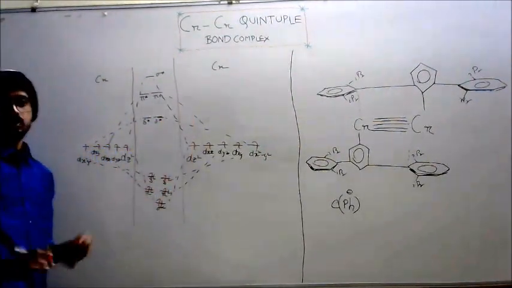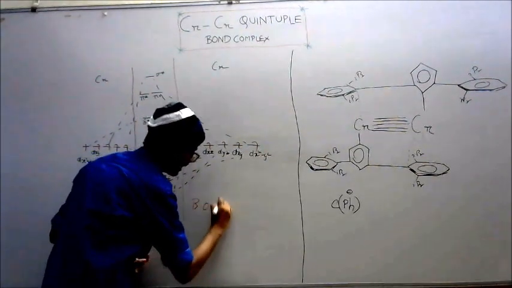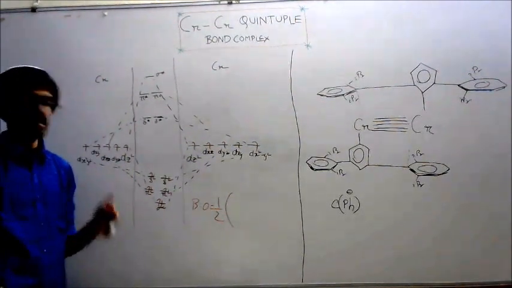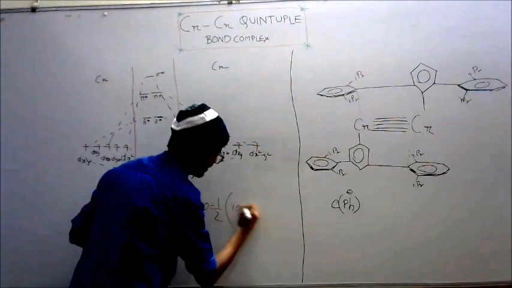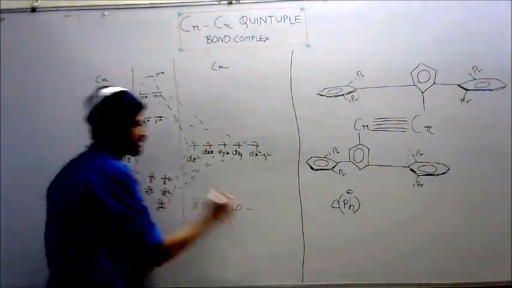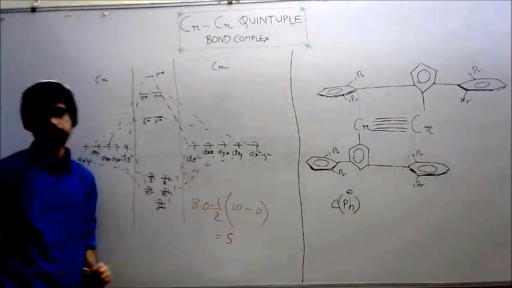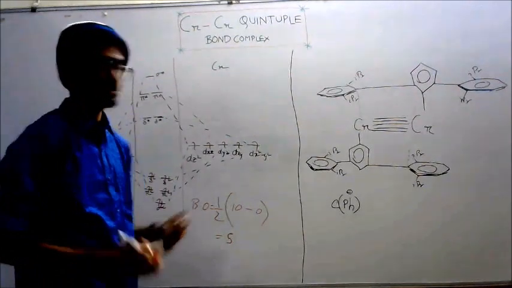And to calculate the bond order, we have the formula. Bond order is equal to half into number of electrons in bonding minus number of electrons in anti-bonding. So in the bonding orbitals we have 10 electrons. In the anti-bonding we have no electrons. Therefore it gives us a bond order of 5. So this is how the diagram can be explained.